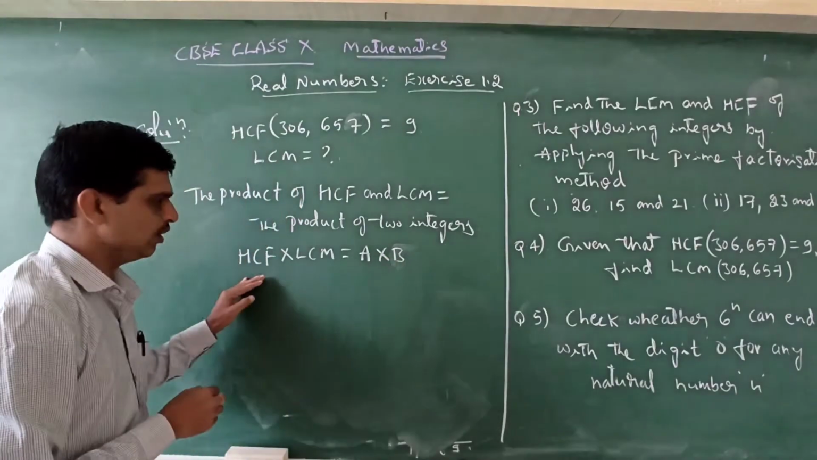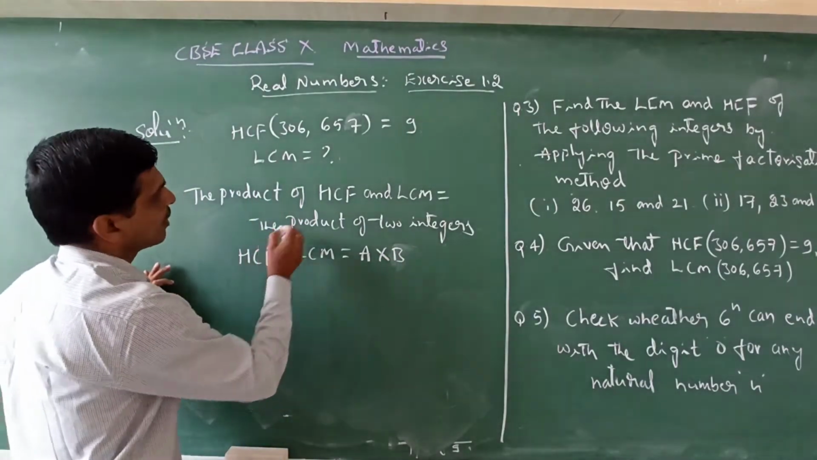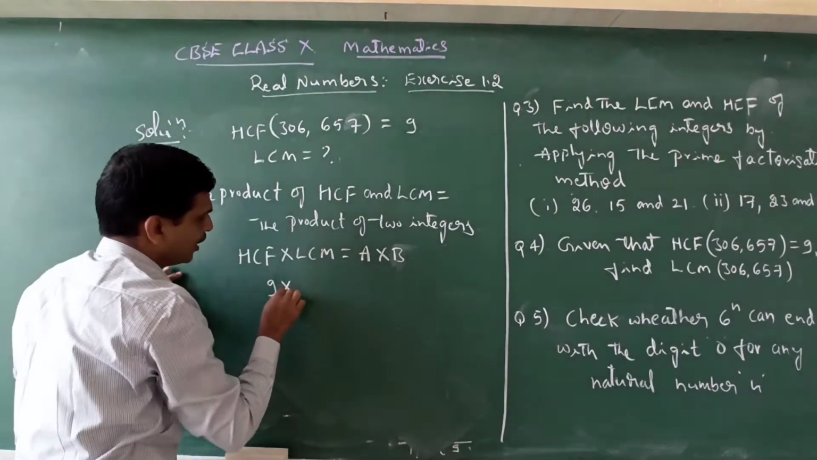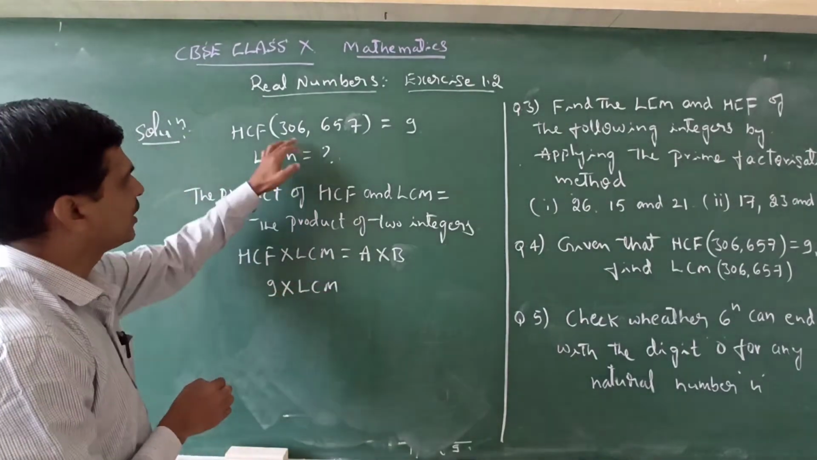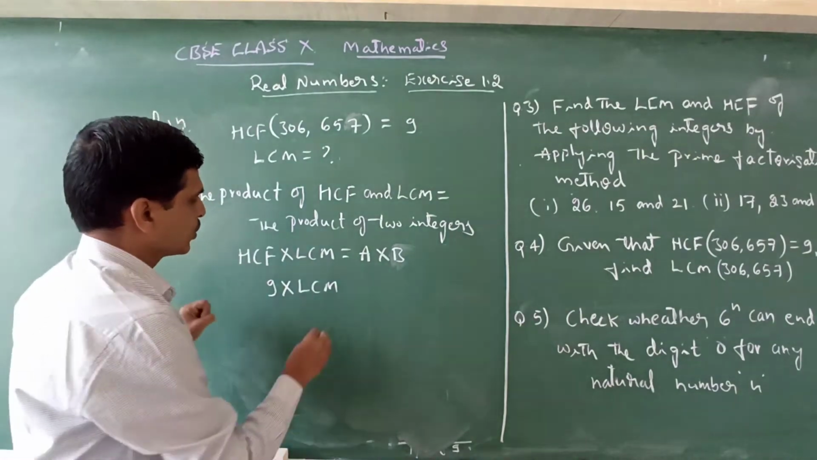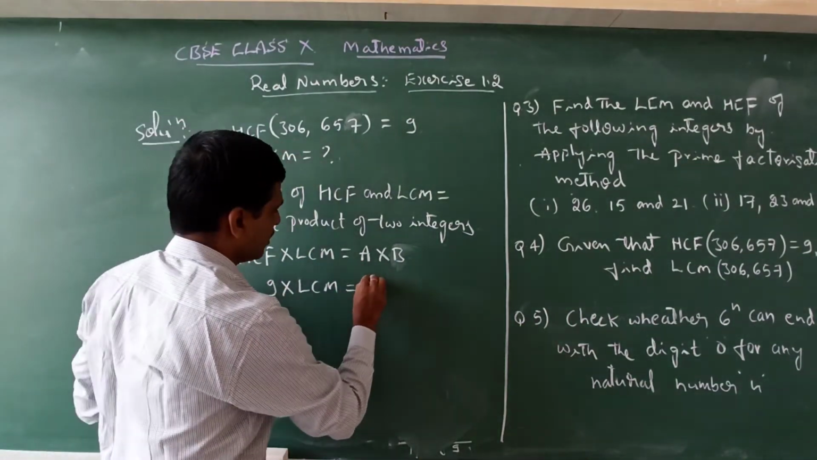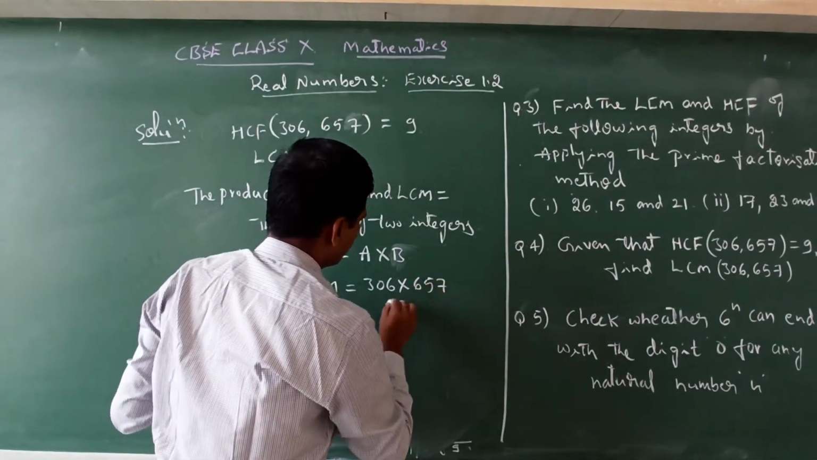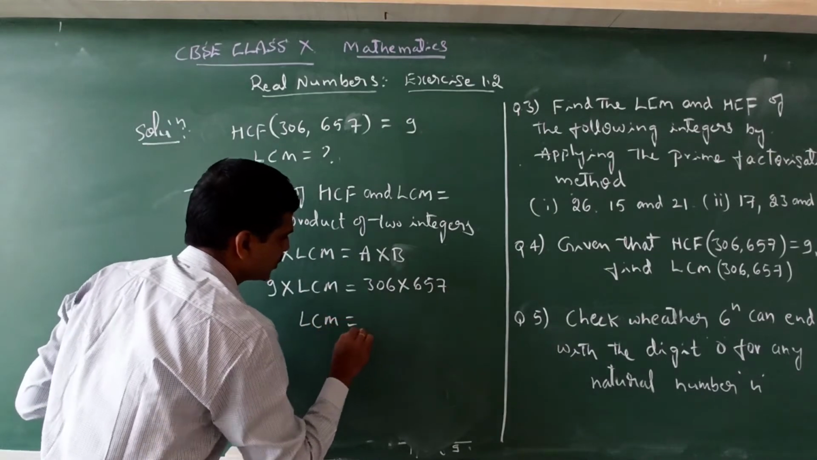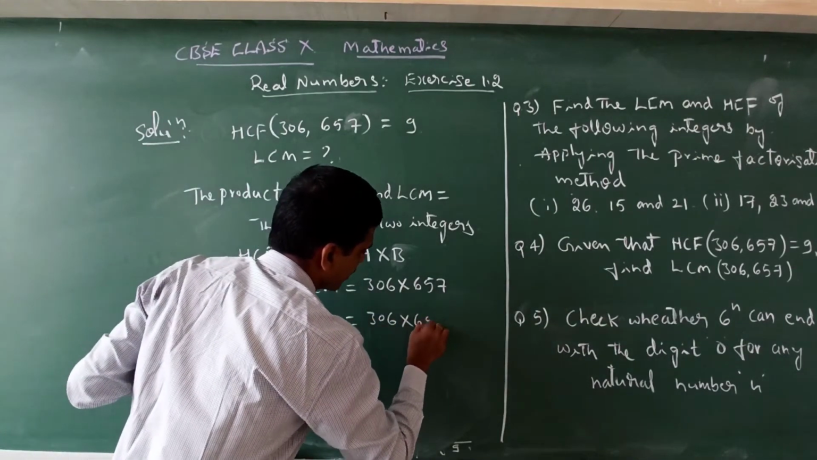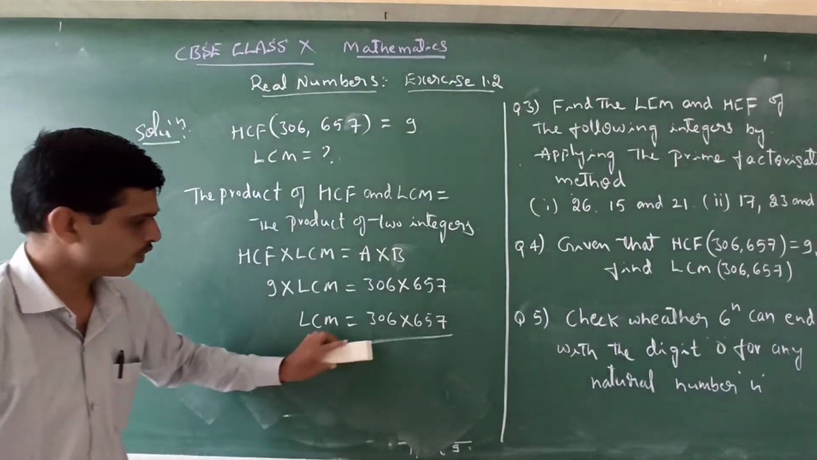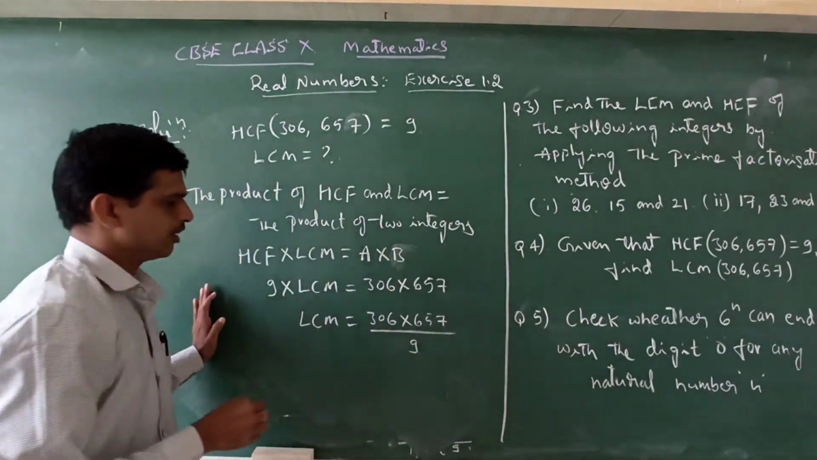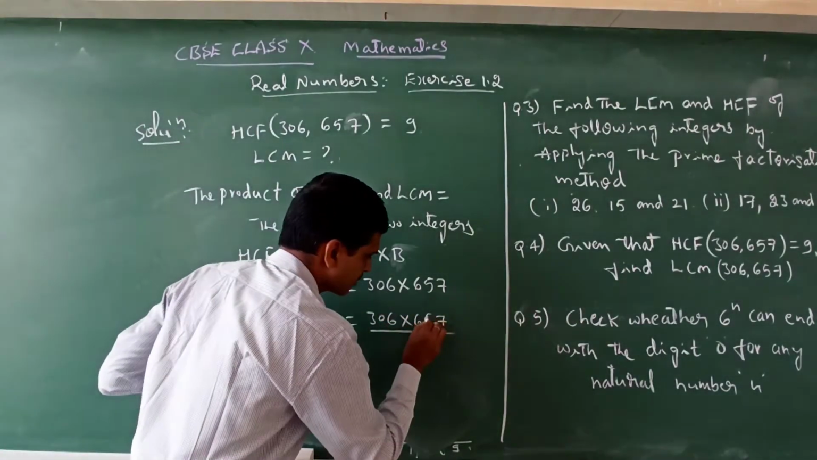In order to remember the formula: the HCF is already given. HCF of 306 and 657 is 9, into the LCM that we have to calculate. LCM means the LCM of 306 and 657. So it is equal to 306 into 657. Therefore LCM is equal to 306 into 657 divided by 9. By the transposition method, 9 comes into the denominator. In the numerator you multiply the given numbers.